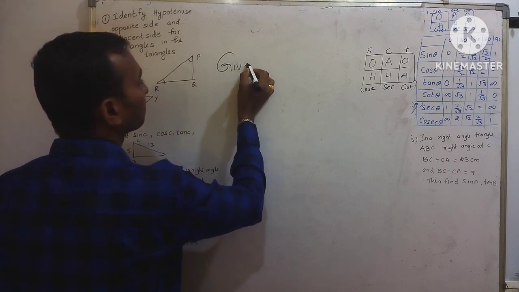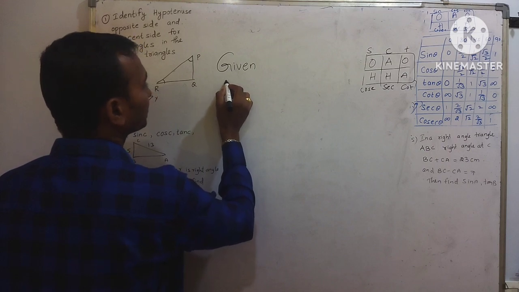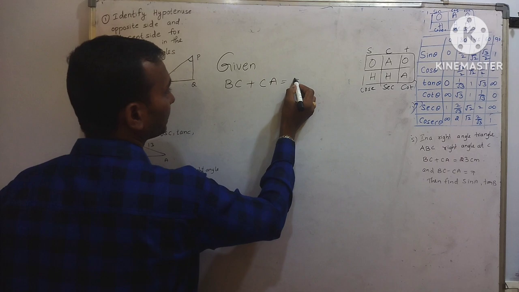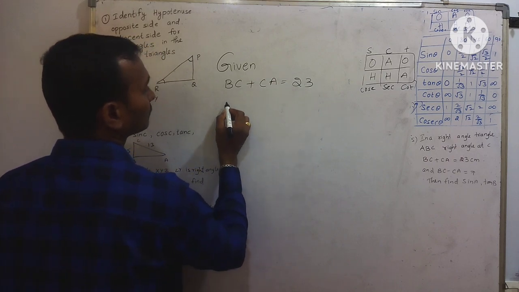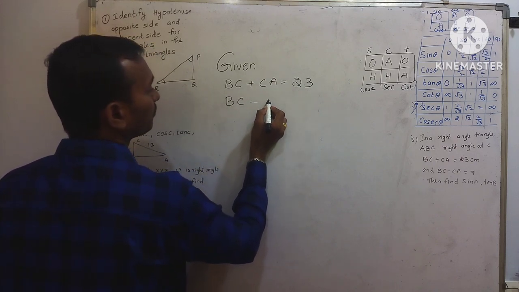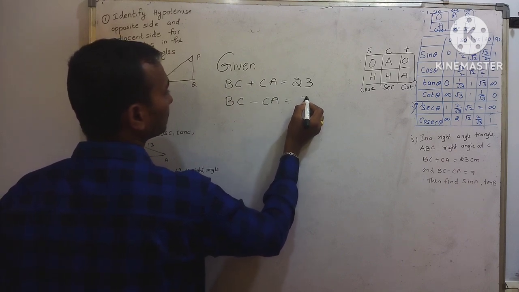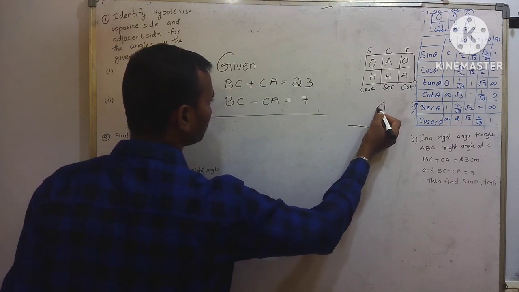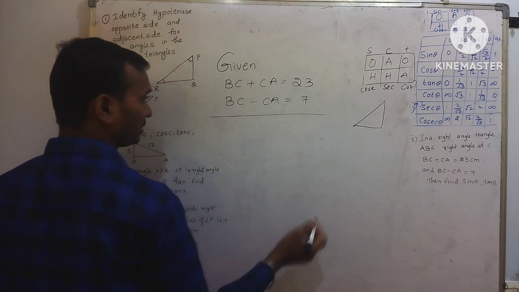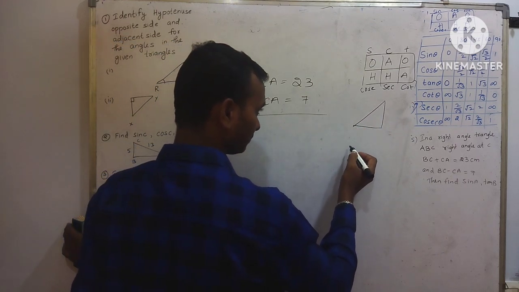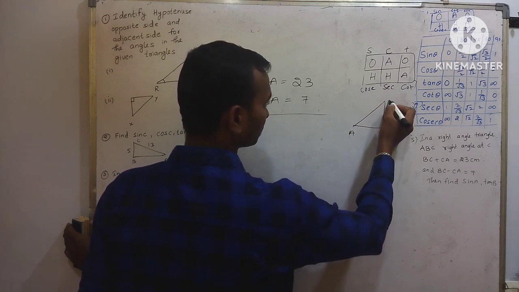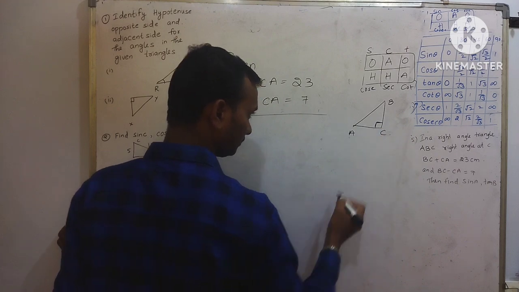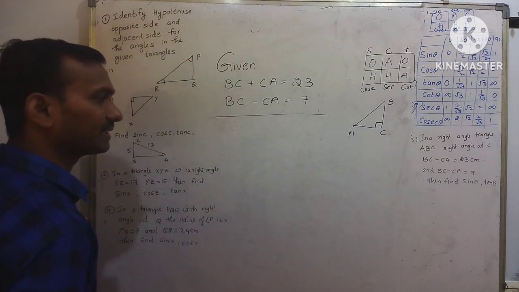Given BC plus CA is equal to 23, BC minus CA is equal to 7. In the previous question, the values were given directly, but in this question they are given indirectly. So ABC is a right angle triangle, right angle at C.